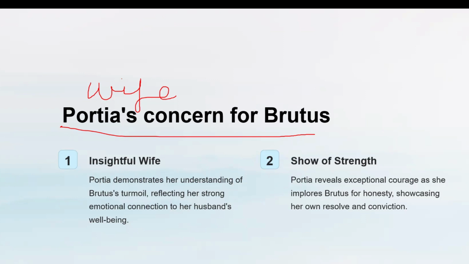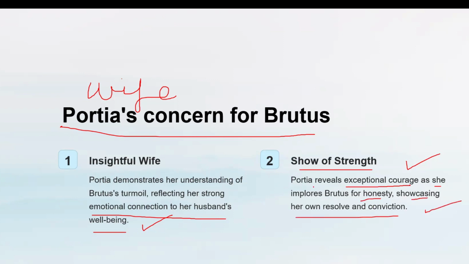So she understands this turmoil that her husband is going through, and she reflects her strong emotional connection to her husband's well-being. So basically she tells that I am your wife, and I am not just to be with you in your good times. I have the right to know whatever you are troubled with. And she also shows her strength. She reveals that she's a woman of exceptional courage, as she implores Brutus for honesty, showcasing her resolve and conviction.